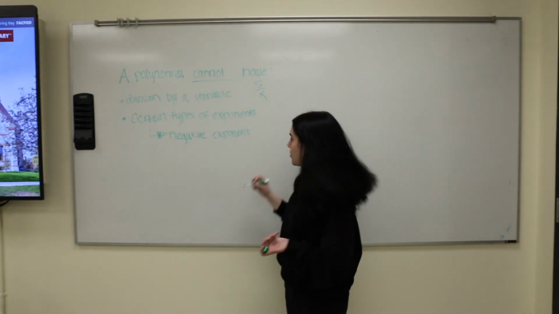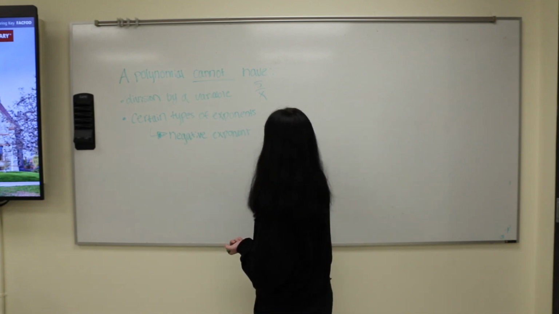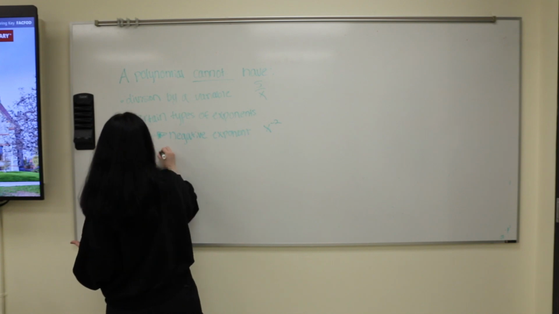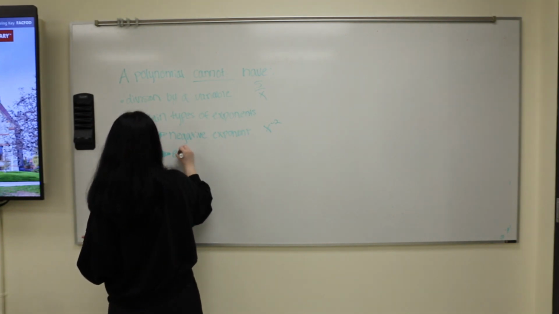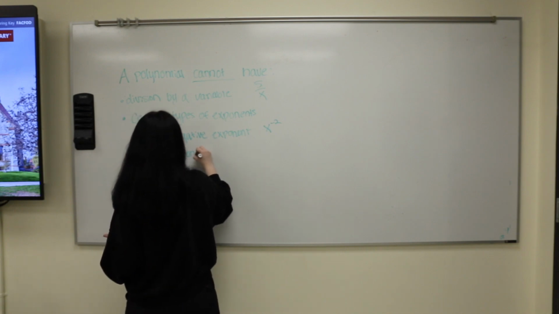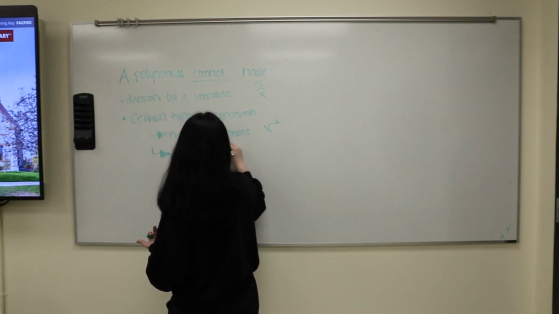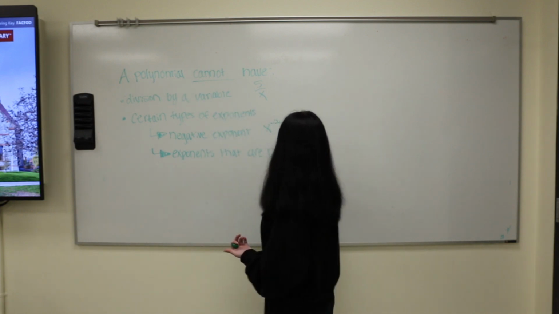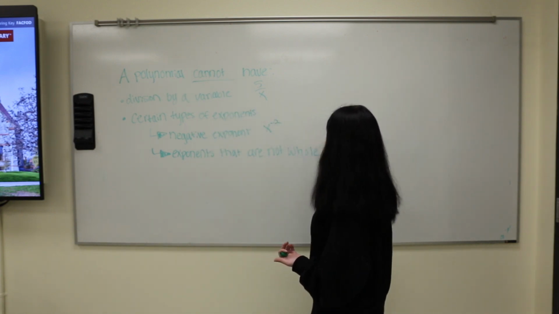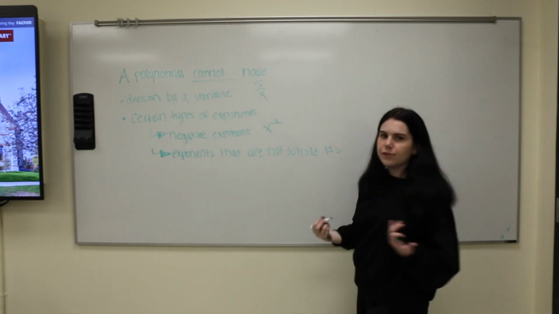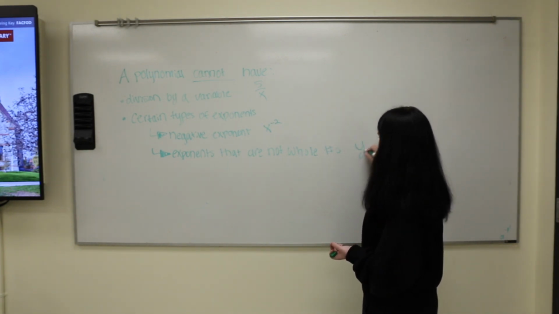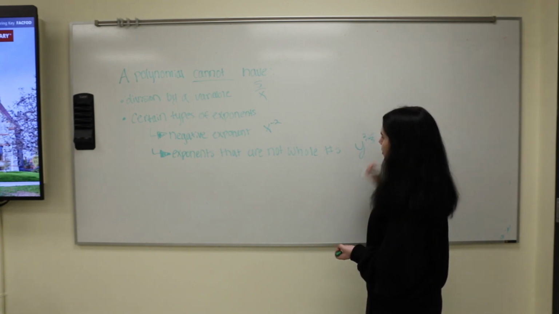So you can't have something like x raised to the -2. A polynomial also cannot have exponents that are not whole numbers. So you can't have something like y to the 2/3, for example.